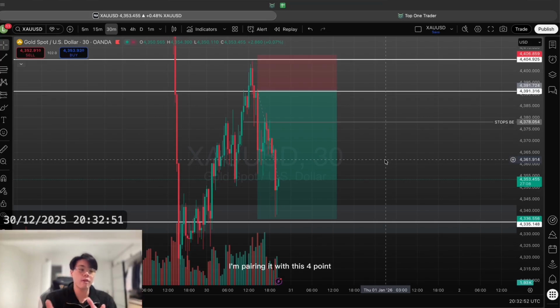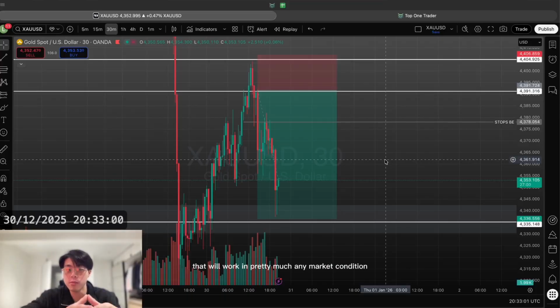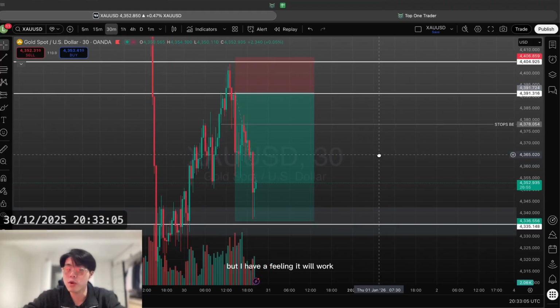And now I'm pairing it with this 4-point checklist that I've just created, and we're trying to develop it. If you piece everything together, you're actually getting one really good tailored strategy that will work in pretty much any market condition. I'm only saying that now; I don't have a lot of experience with it, but I have a feeling it will work if I keep sticking to building this puzzle. That's a wrap, and I'll come back for the trade outcome when we do get one.